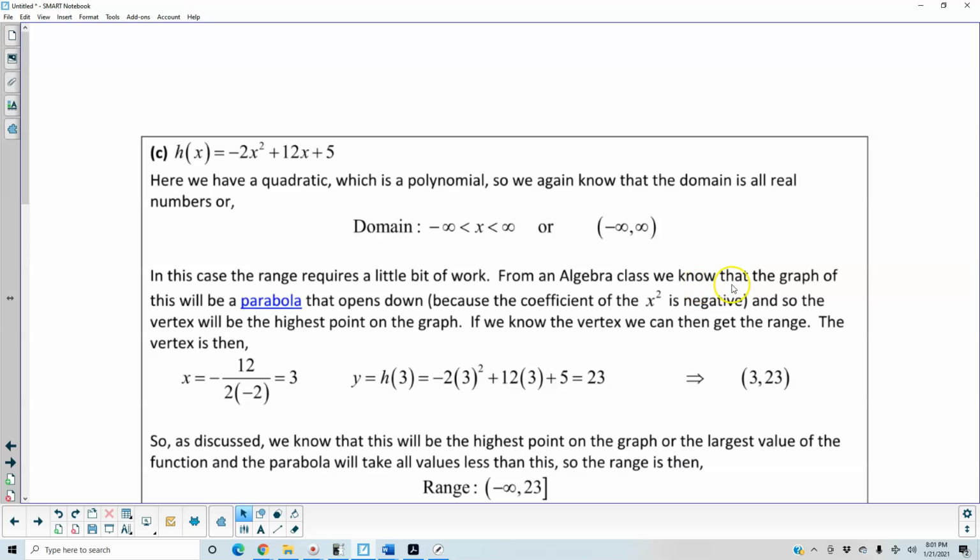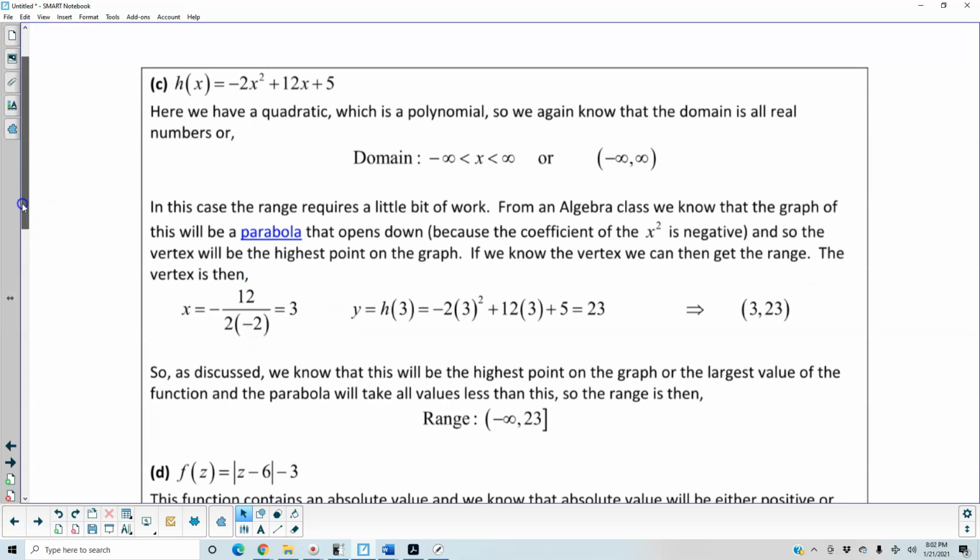From an algebra class, we know that the graph of this will be a parabola that opens down because the coefficient of the x squared is negative. And so the vertex will be the highest point on the graph. If we know the vertex, we can then get the range. The vertex has x equal to negative 12 in the numerator over 2 times negative 2, which is equal to 3. So we know the value for x is going to be 3, and then we're going to plug 3 in for the value of x to find out what y is.